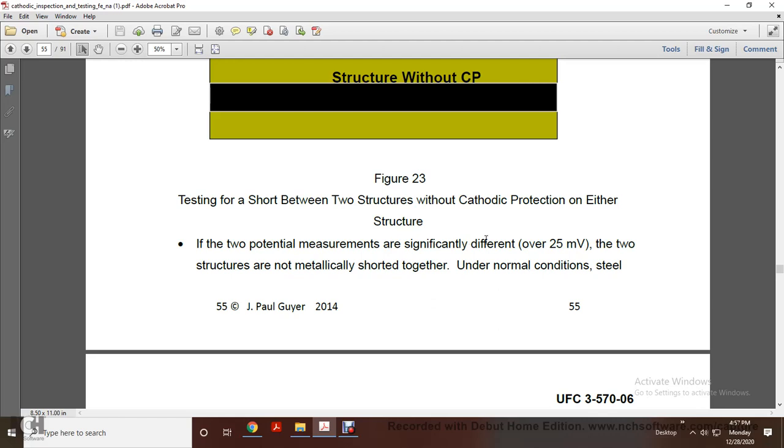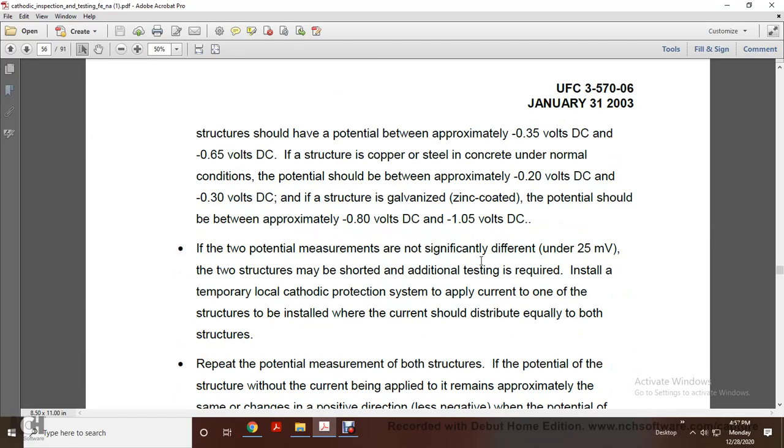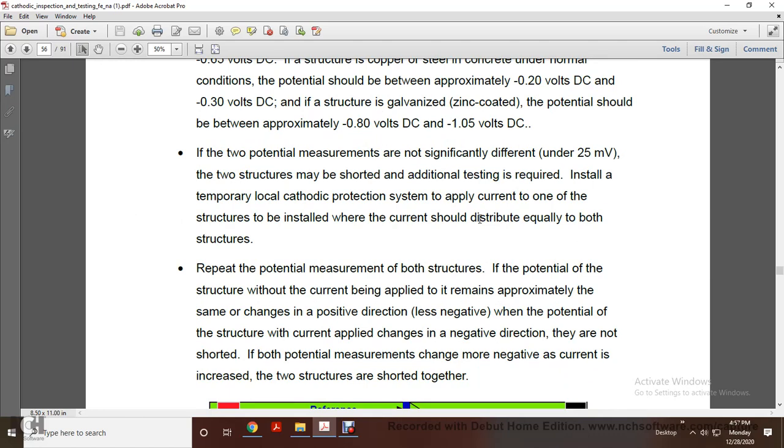If the potential measurement is significant, over 25 millivolts negative, the two structures are not metallically shorted together. Under normal conditions, steel structures have potential between approximately negative 0.35 volt DC and negative 0.65 volt DC. Structures of copper in concrete have potential between negative 0.2 volt DC and negative 0.3 volt DC. Galvanized, zinc-coated structures should be between negative 0.8 volt DC and negative 1.05 volt DC.